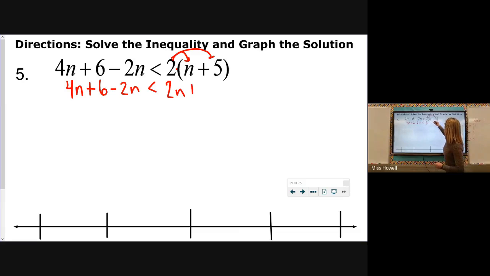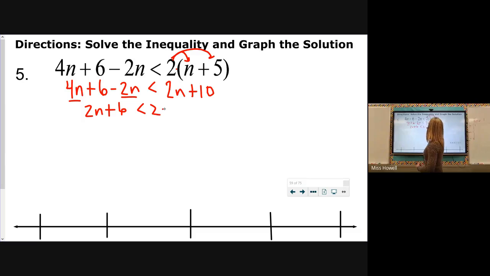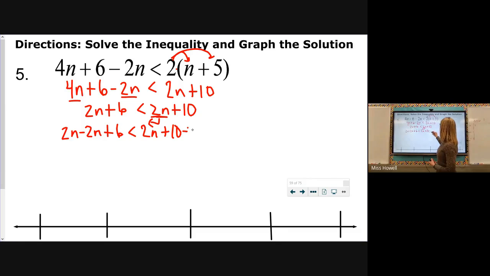All right, 2 times n would just give us a 2n, and 2 times 5 would give us a plus 10. All right, from here, we have some simplifying we can do in front of our inequality sign by combining like terms. 4n minus 2n would give us a 2n plus 6. All right, from here, we want to get all our n terms in the same location. So I'm going to take this back n term and move it to the front by subtracting a 2n from both sides. 2n minus 2n plus 6 is less than 2n plus 10 minus 2n. And I could have put the subtract 2n before the plus 10.